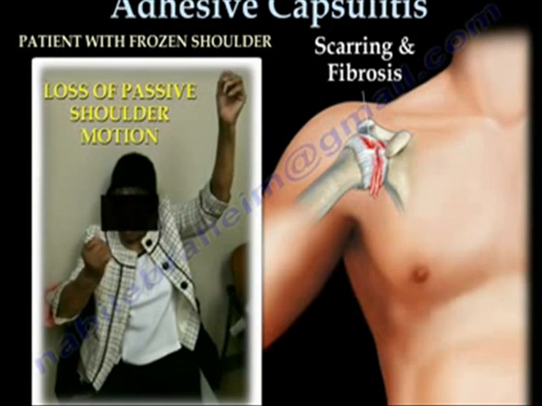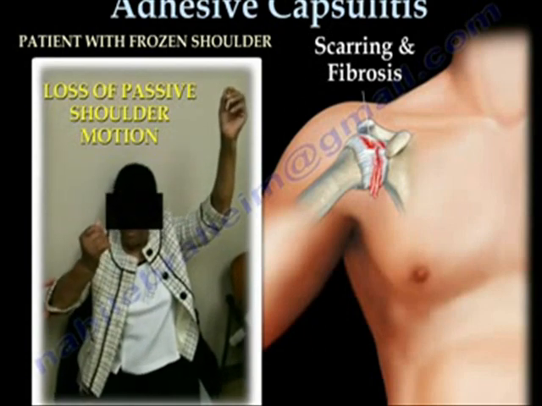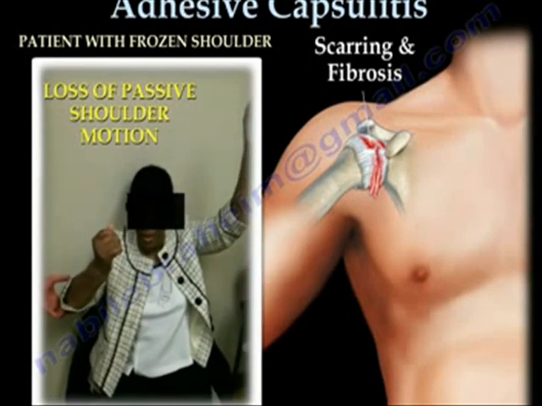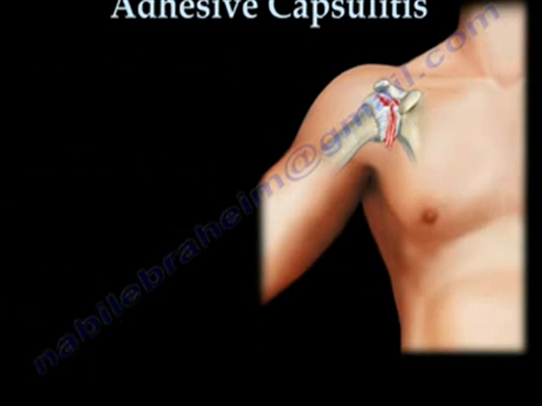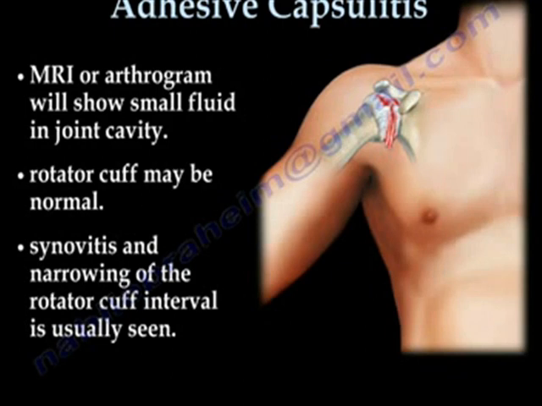Also, the patient will have loss of the passive shoulder motion. The external rotation of the shoulder is very limited. The condition is really self-limited, and it may resolve by itself. It is better to get X-rays to rule out degenerative arthritis of the shoulder joint itself. MRI or arthrogram may be needed, and it will show a small fluid in the joint cavity.